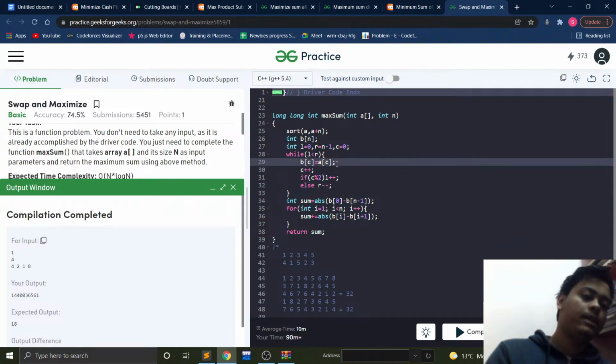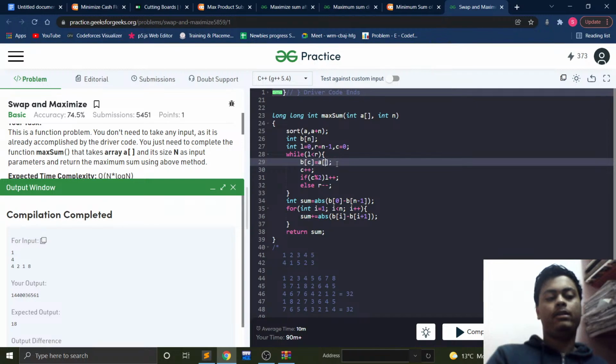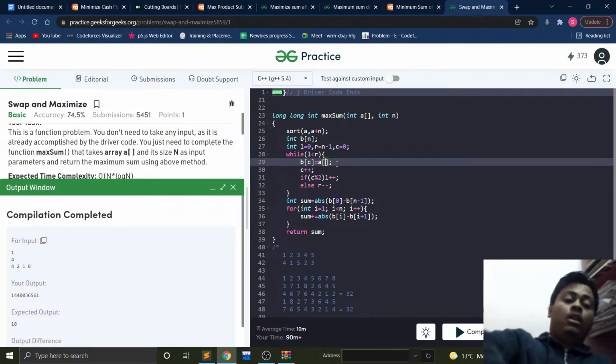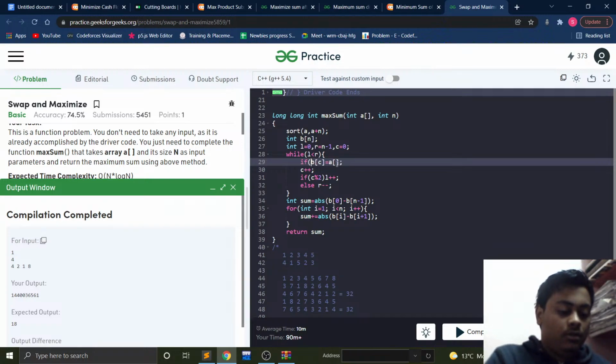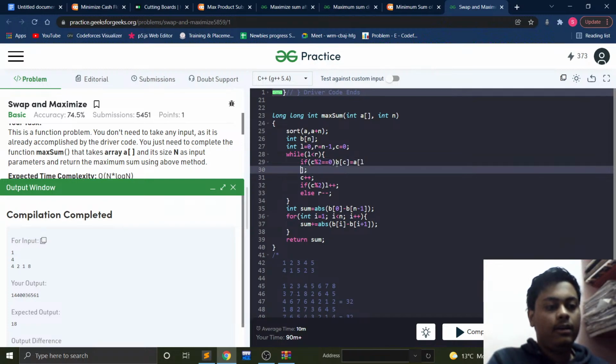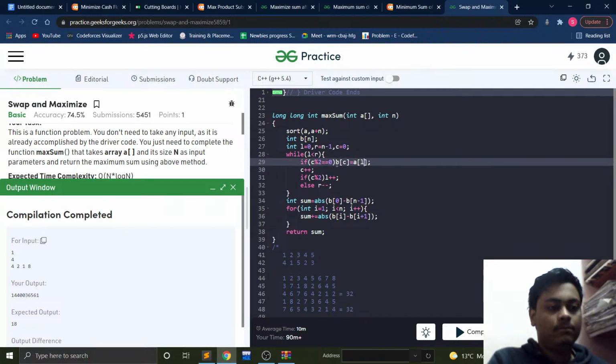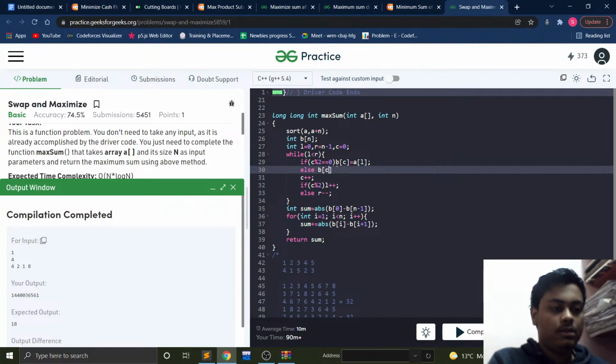BC is not equal to AC, my friend. BC is equal to, if C mod 2 equals 0, BC equal to L, else BC is equal to AR.